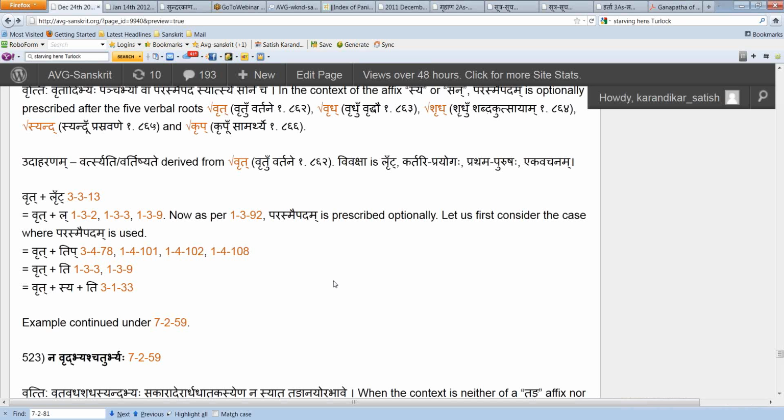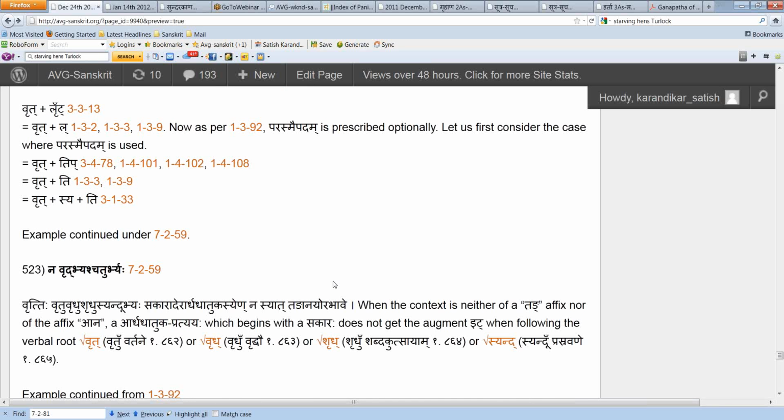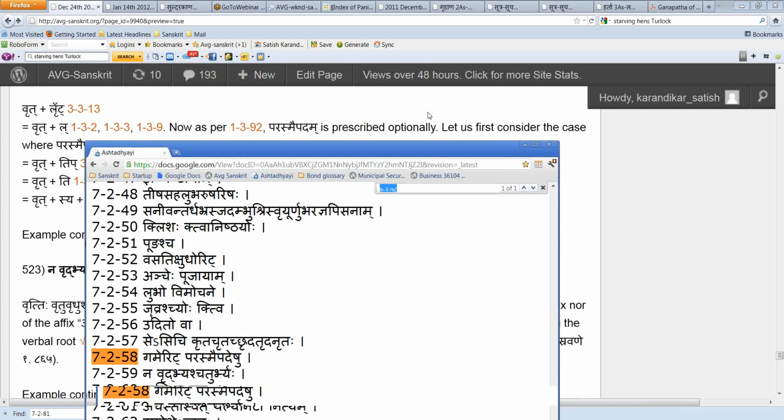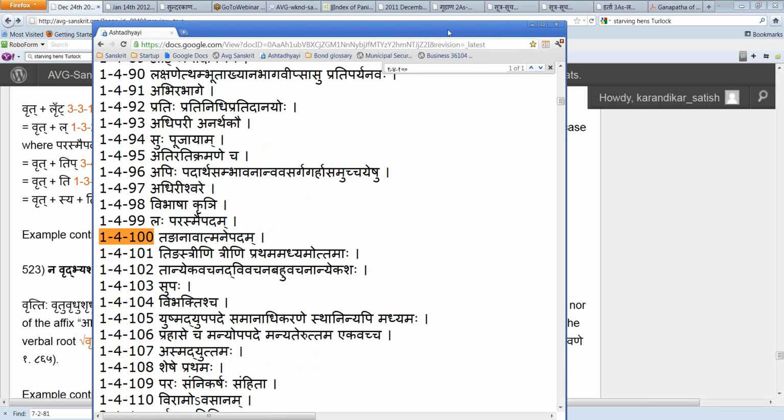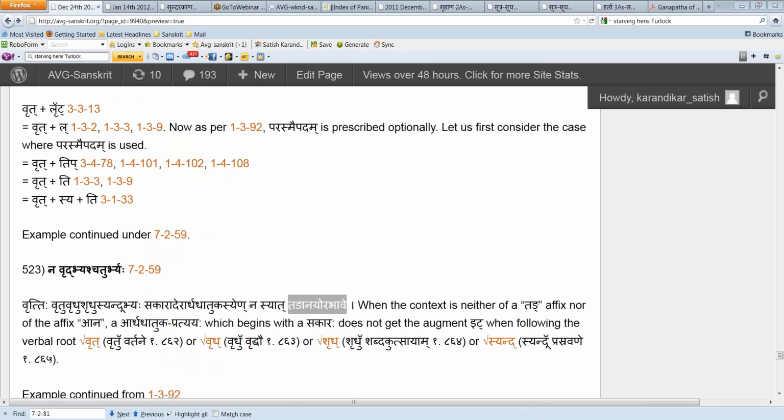What do they do? Na. So vritu, vridhu, shrudhu, syandu, bhyaha. Sakaradau ardhadhatukasya iNnasyat. But tanganor bhave. When atmanepadam is absent, because of tanganavatmanepadam. Remember what is atmanepadam? Tanganavatmanepadam. So in the absence of atmanepadam, these four dhatus do not allow idagama. It says no: na vridhyas chaturbhyaha.